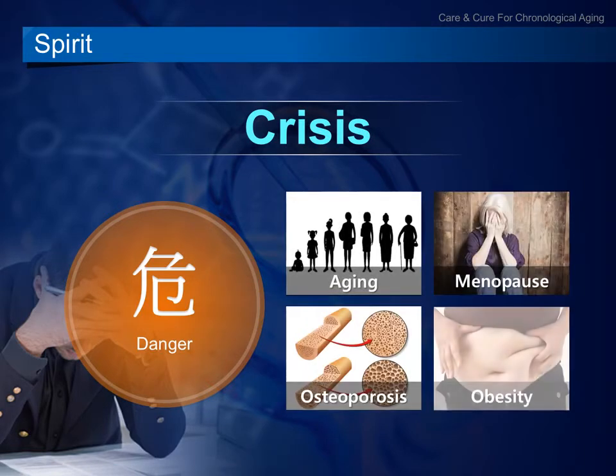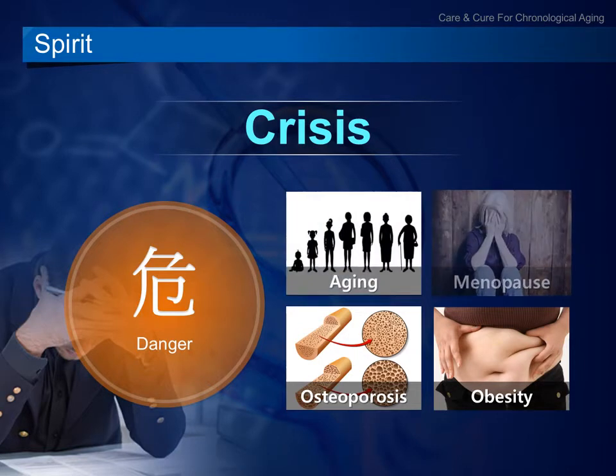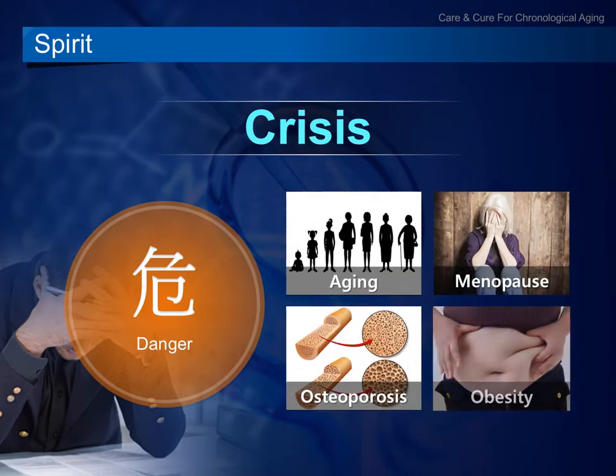Let's take a look at some of the current dangers facing society, like aging, menopause, osteoporosis, and obesity. We can see all of these as common dangers related to metabolic syndrome.